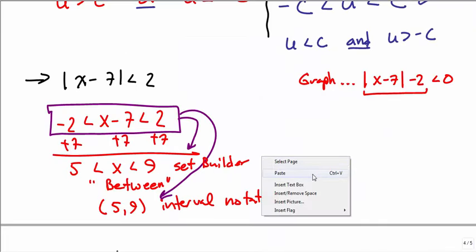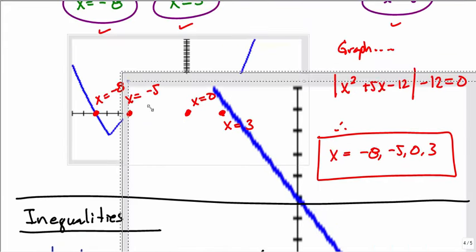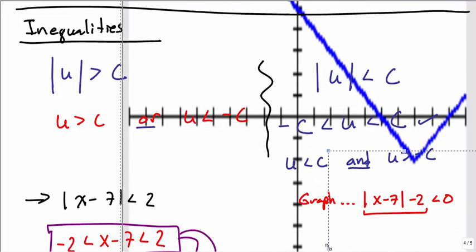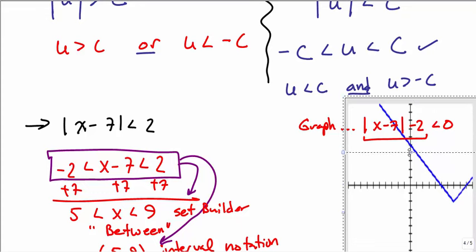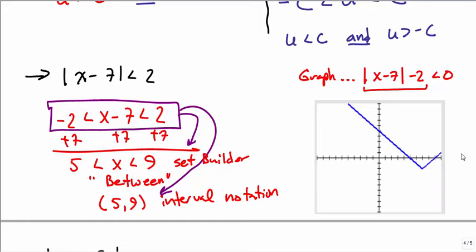So again, I can't really do anything about the less than or equal to, but I can graph the equal case and then talk about what the rest of it means. Okay, so basically this is the graph of the absolute value of x minus 7 minus 2. And I want to know, where is this less than 0?